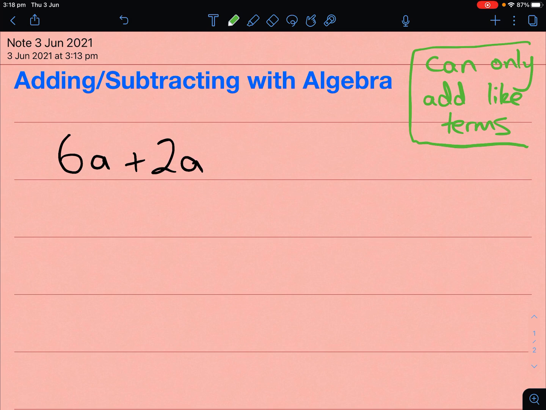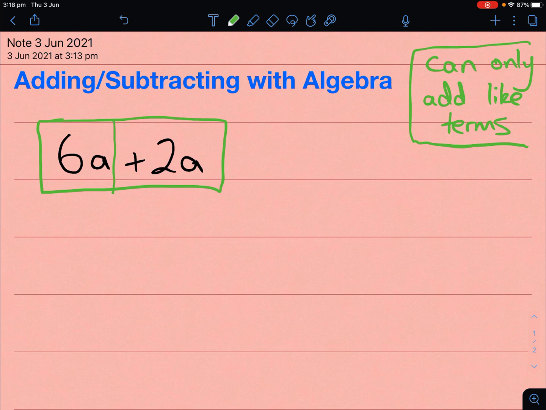Okay, so when it comes to adding and subtracting with algebra, we can only add and subtract like terms. Now, terms are like the building blocks of our equations. So in this situation here, we have two blocks joined together. We have our 6a block and we have our 2a block.